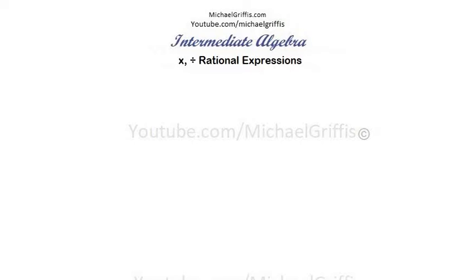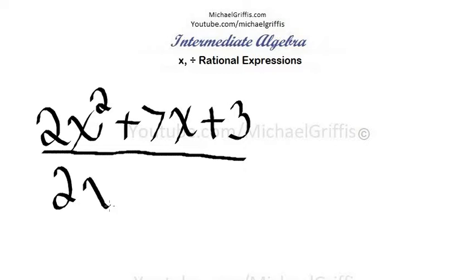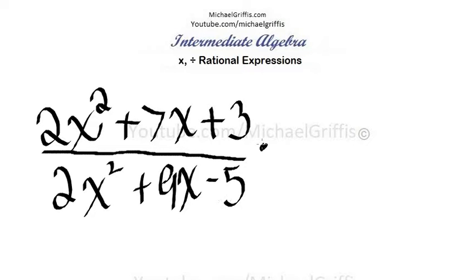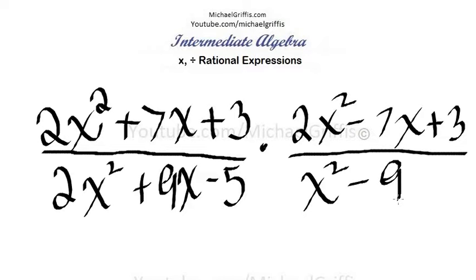Alright, we got another one here for you. 2x squared plus 7x plus 3, and it's all over 2x squared plus 9x minus 5, times 2x squared minus 7x plus 3, and that's going to be all over x squared minus 9. Whew.